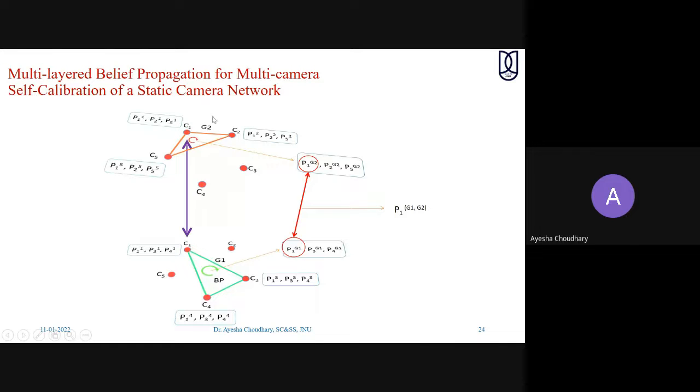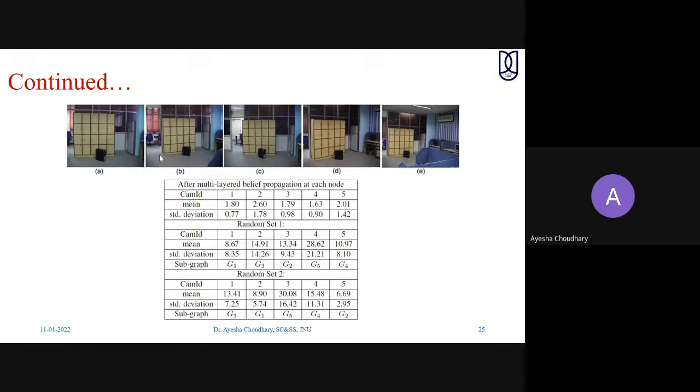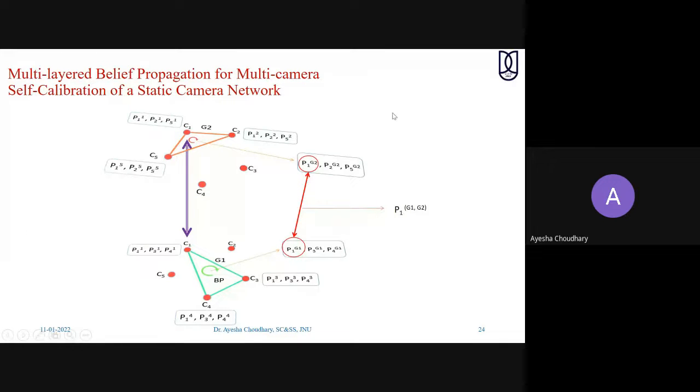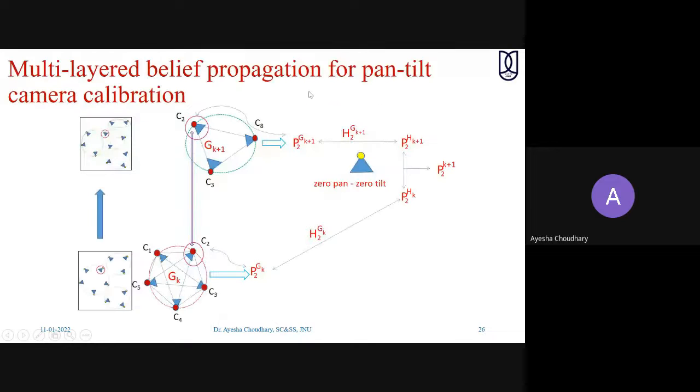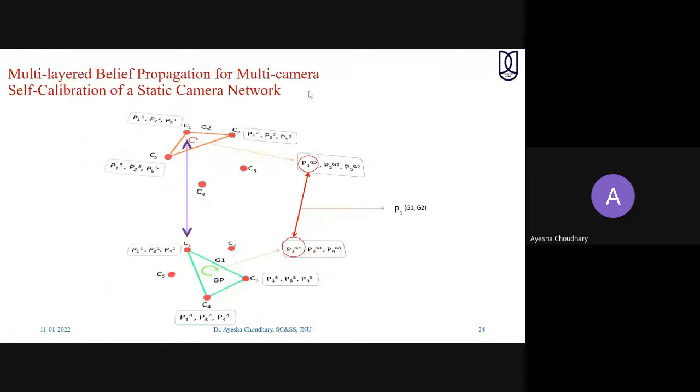And if we repeat this for every clique, we will have one camera matrix for C1, one for C2, one for C3, one for C4, and one for C5. So this is what we are doing in one clique. Now the same thing can be repeated among different cliques. So over here, this works even if you have a static camera network, right? Because every camera over here is static. And by using the camera calibration within cliques, we are able to self-calibrate a static camera network.